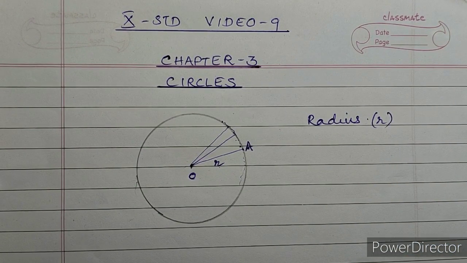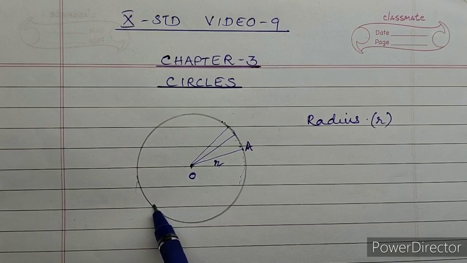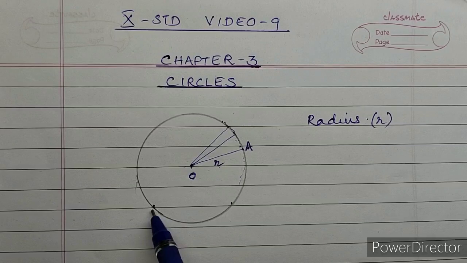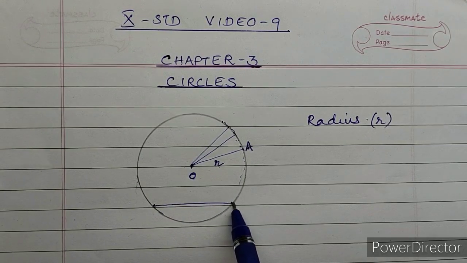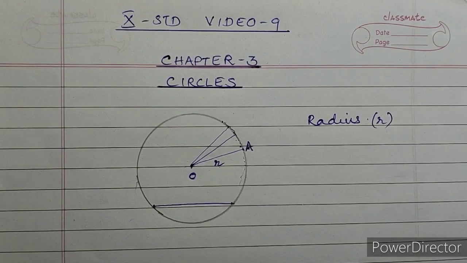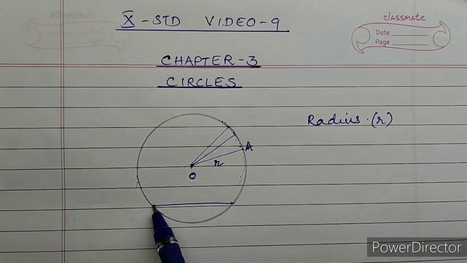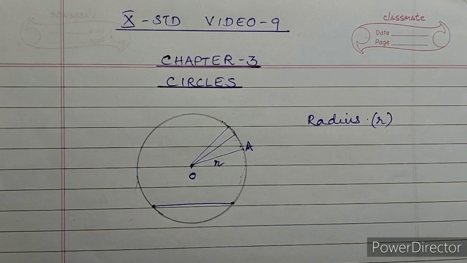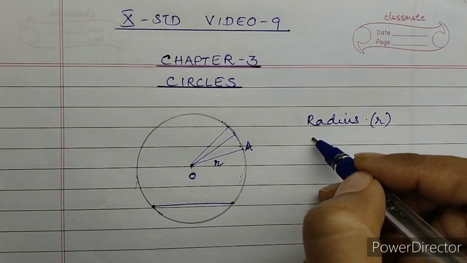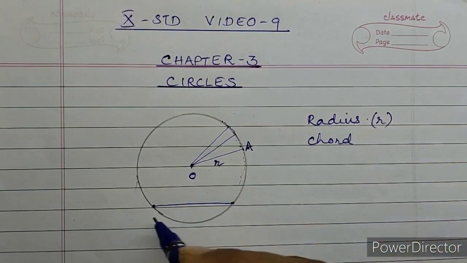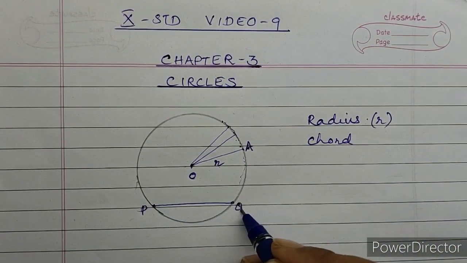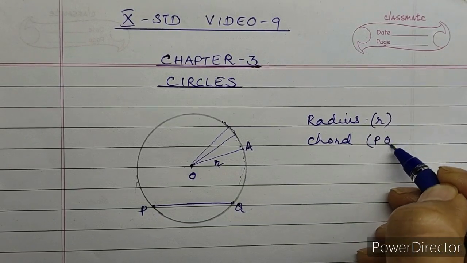Now what you have learned about circle. Next, chord. Any 2 points if you select, the distance between the 2 points is called the chord, or you can say that line segment joining any 2 points on the circle is called a chord. So here if I am representing by PQ, PQ is the chord here.